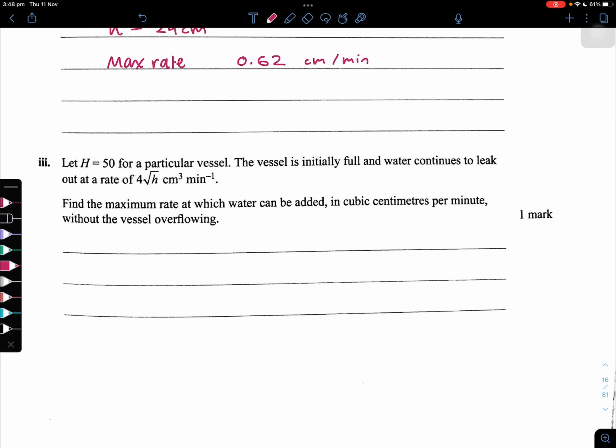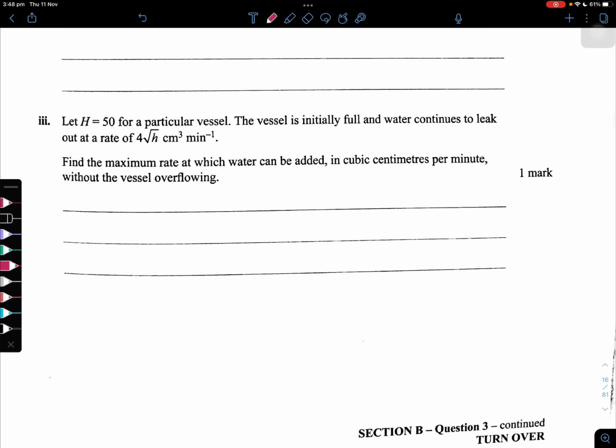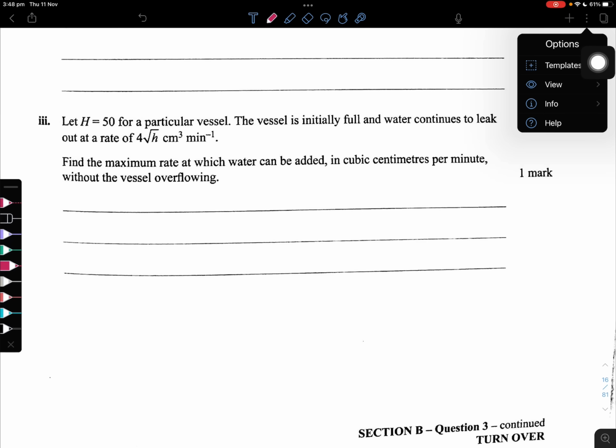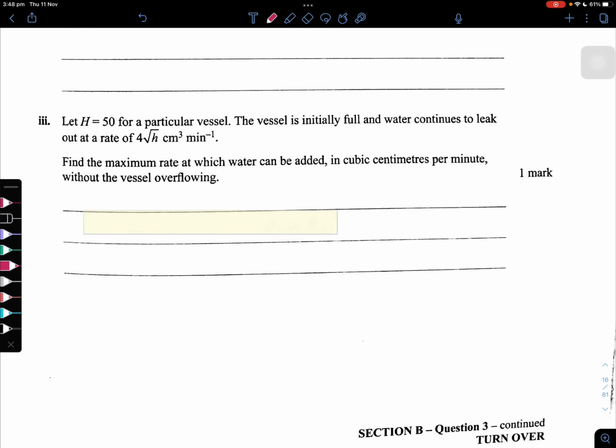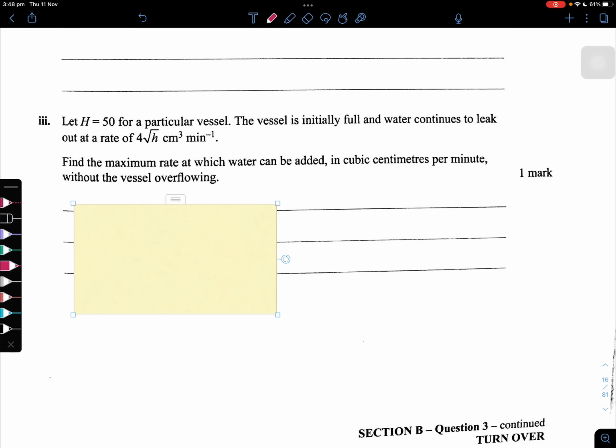Let h equal 50 for a particular vessel. The vessel is initially full and water continues to leak out at that rate. Find the maximum rate at which water can be added in cubic centimeters per minute without the vessel overflowing. Okay, so let's take a conceptual look at this for a second. Let's go to stickies, add a blank. Okay. Let's say we have a vessel, right? Straighten, please. Okay, and we got water in it, right?